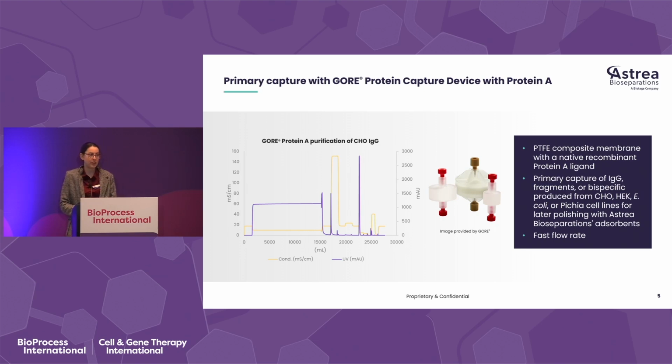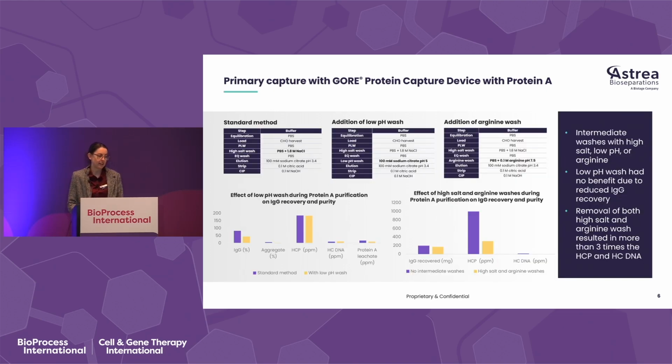So the protein A step that we used for these examples was the Gore protein A membrane. The reason we chose this product was because we had a large volume of CHO IgG from a stably expressing cell line. So we needed to be able to process a lot of material quite quickly. And this allowed us to do that.